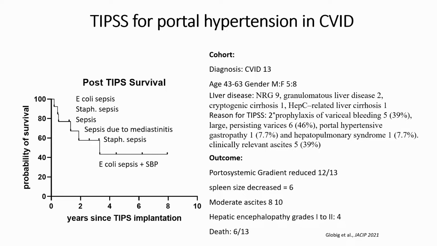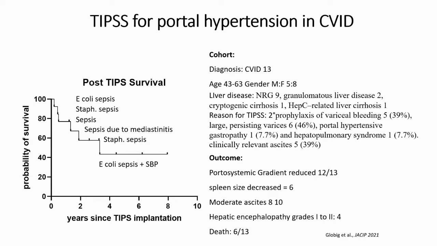The spleen size decreased in 6. However, none of them normalized in spleen size. So I guess showing that spleen size has multifactorial backgrounds. Moderate ascites was still seen in 8 patients. Hepatic encephalopathy, which is not a necessary or unusual part of NRH-related portal hypertension and liver disease, was seen post-TIPS in 4, but only in 1 patient was it actually clinically relevant. But 6 of 13 died post-TIPS.